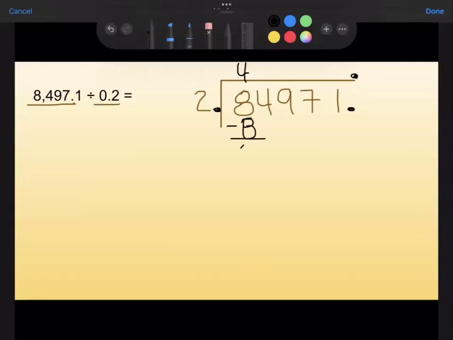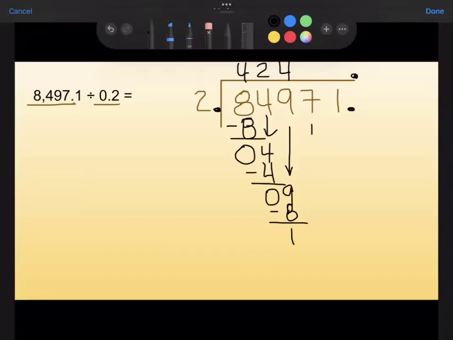And when I subtract that, I get 0 left over. I'm going to bring that down. And 2 goes into 4 2 times. So that's going to be exactly 4 when I subtract it, 0 left over. Bring down the 9. 2 goes into 9 4 times. So that's going to give me 8. Then I'm going to subtract that and get 1 left over. Then I'm going to bring down the 7. And 2 goes into 17, I want to say 8 times. So that would be 16. When I subtract that, I have 1 left over.